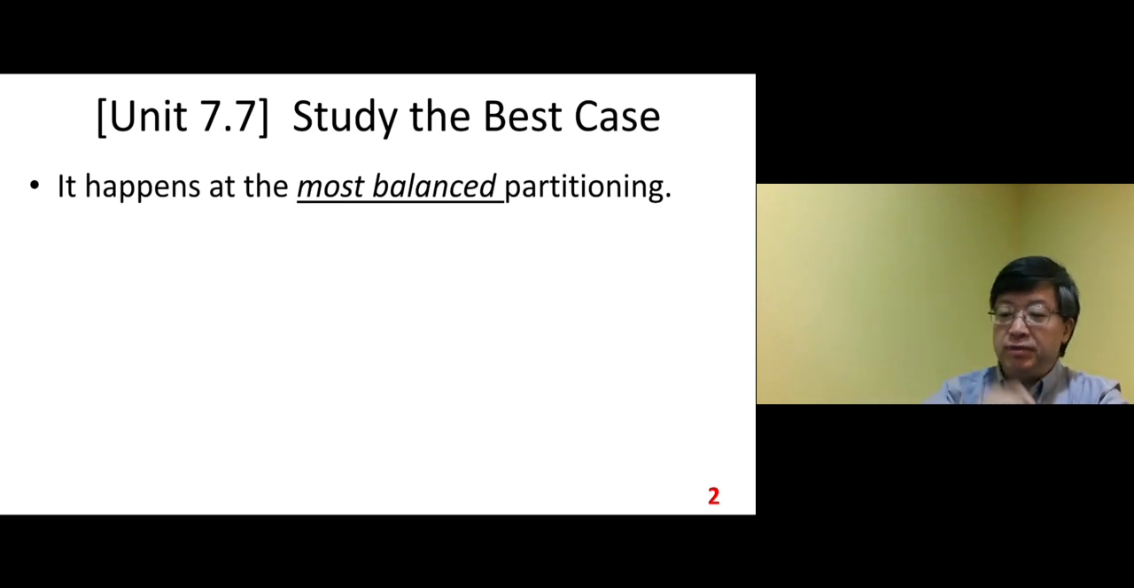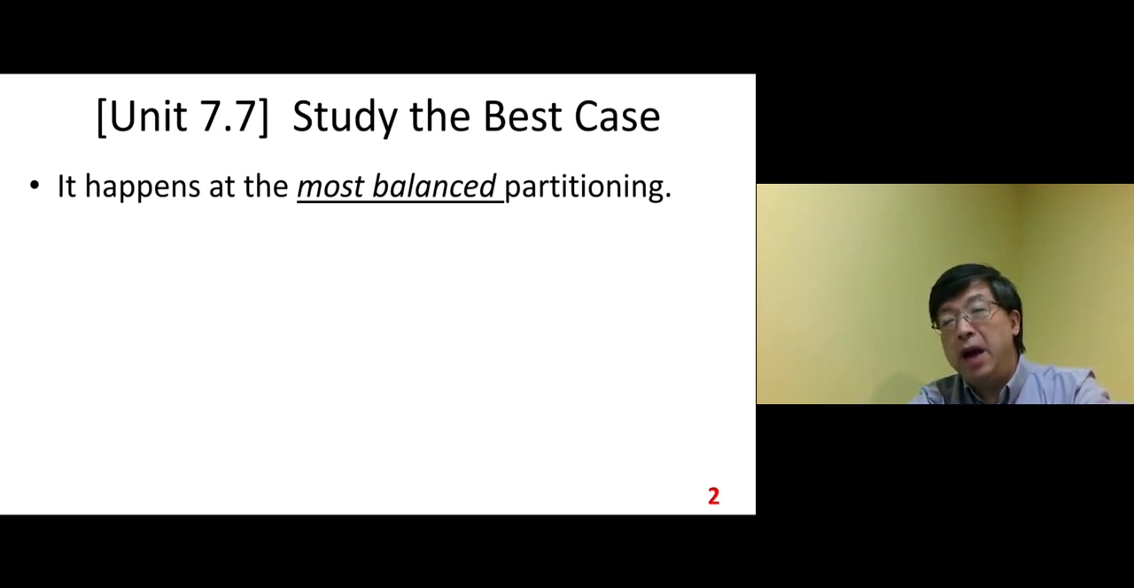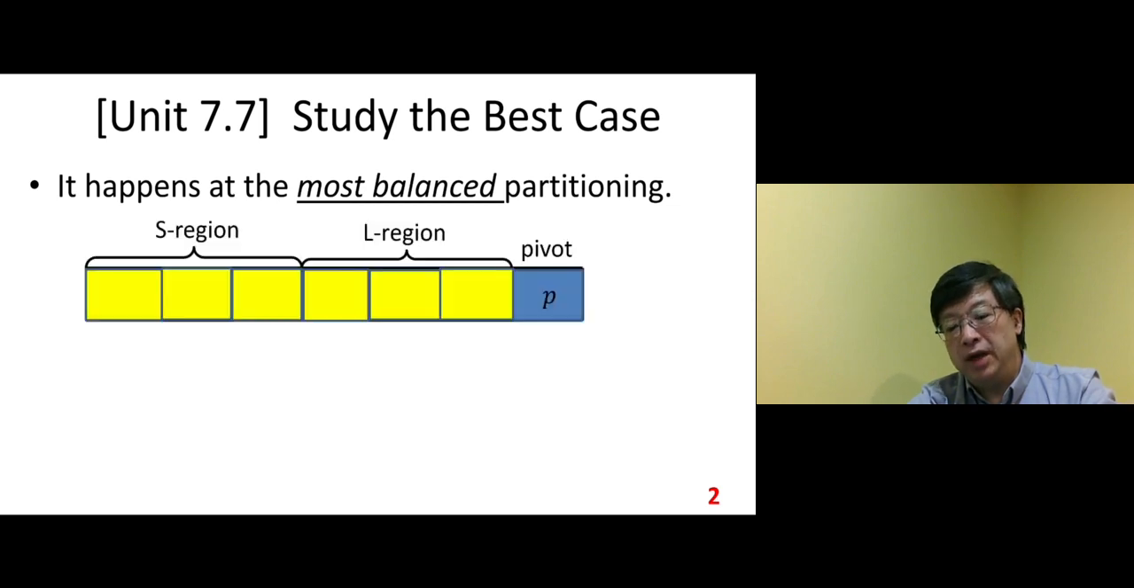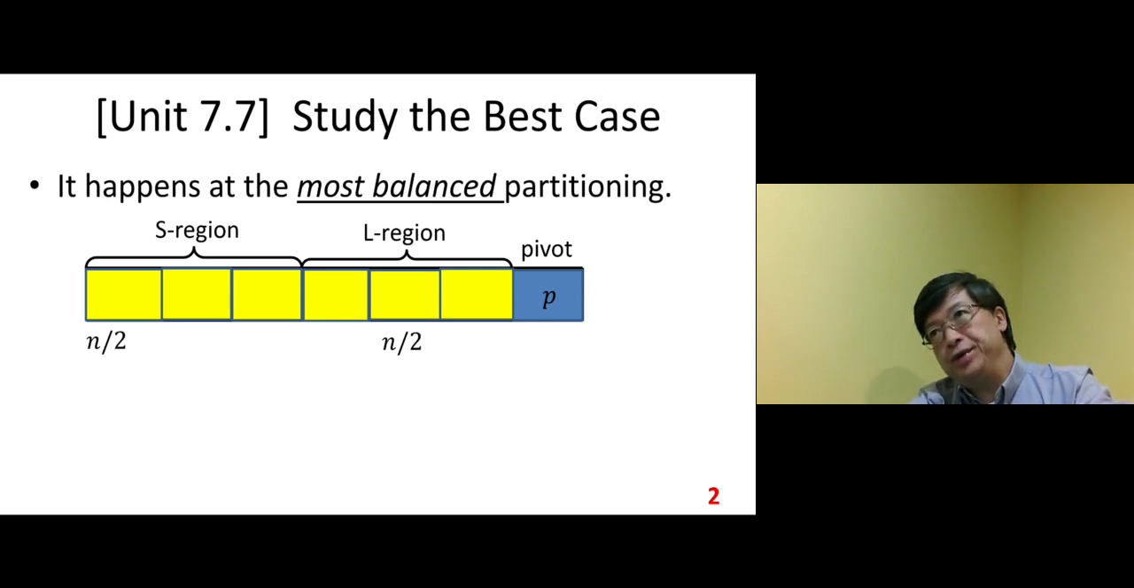So for the best case, we just look at the most balanced partitioning. Two subarrays, S region and L region, have equal size. All right, so look at this. The best we can get. Each one is approximately 1/2 of the original problem size.